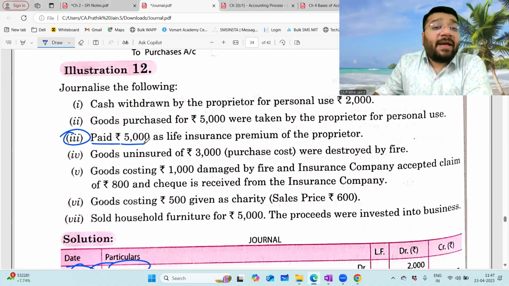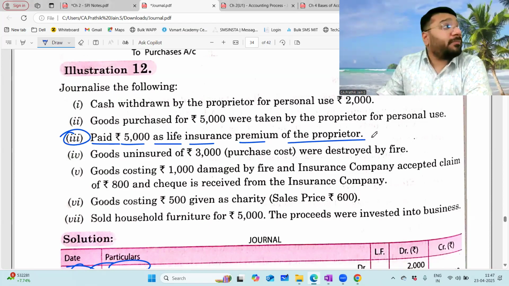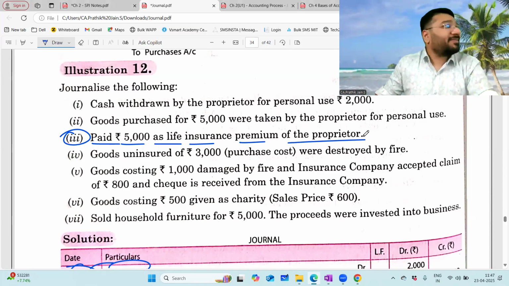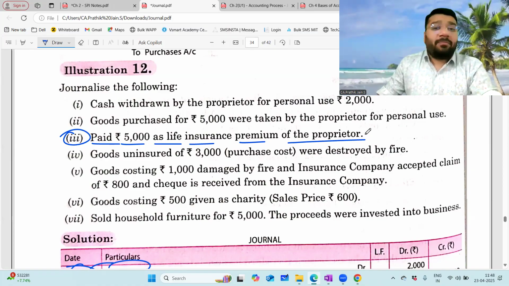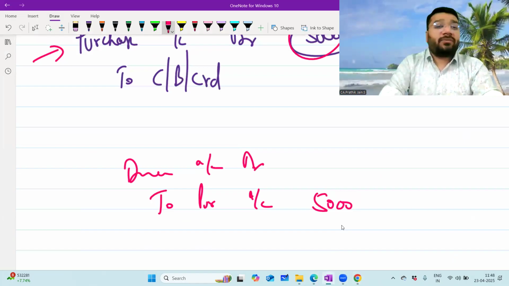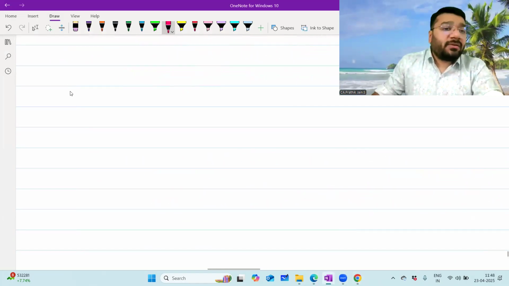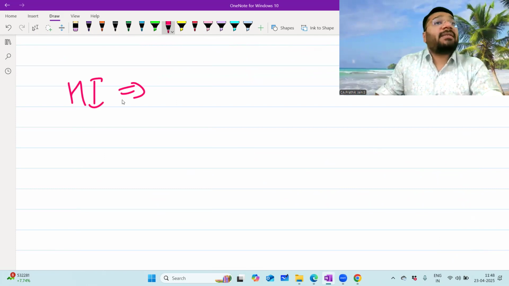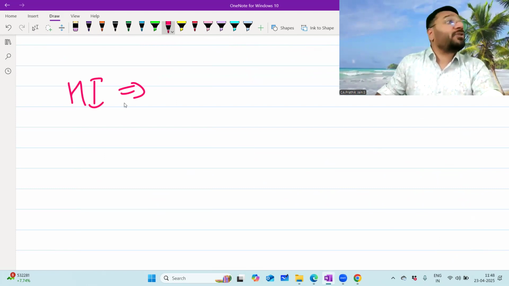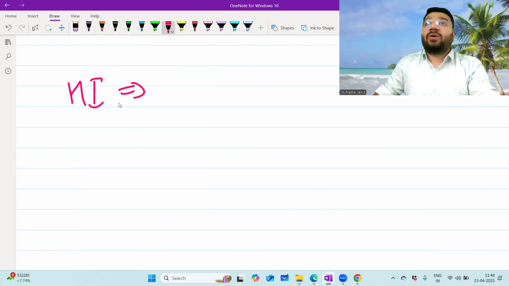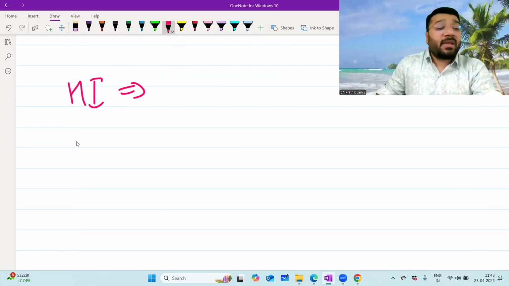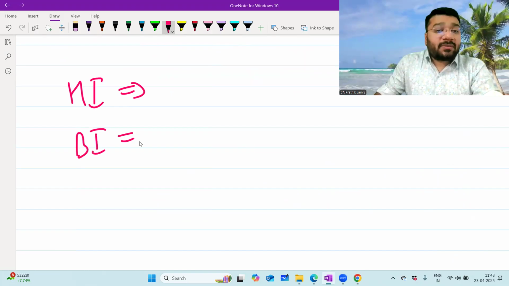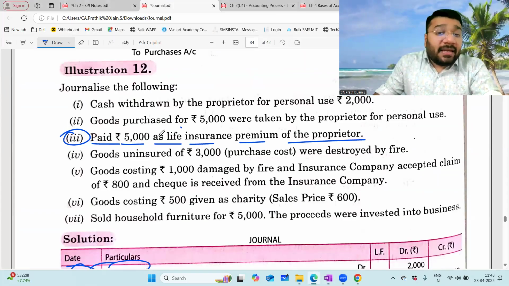Third point, paid 5,000 as life insurance premium for the proprietor. Now, I've discussed two types of insurance with all of you. One was health insurance, to protect against heavy medical bills. We call this mediclaim insurance also, also called medical insurance. Then we discussed the risk associated with the business, risk of theft, fire, etc. That is business related insurance. Now there's something called life insurance premium.